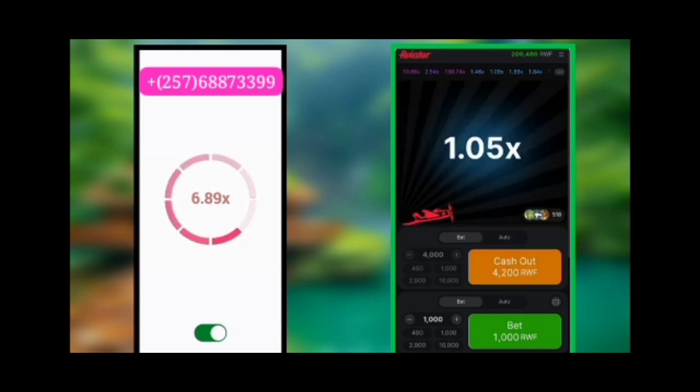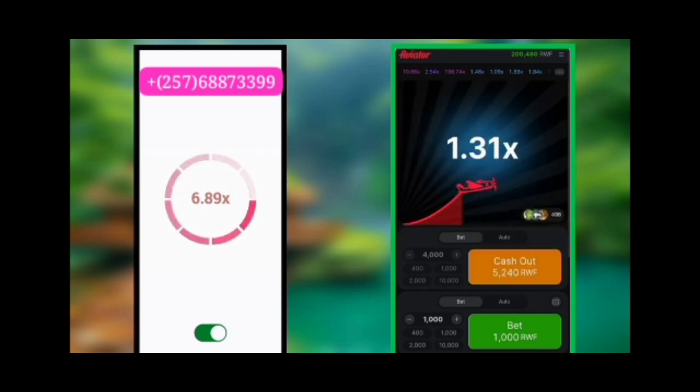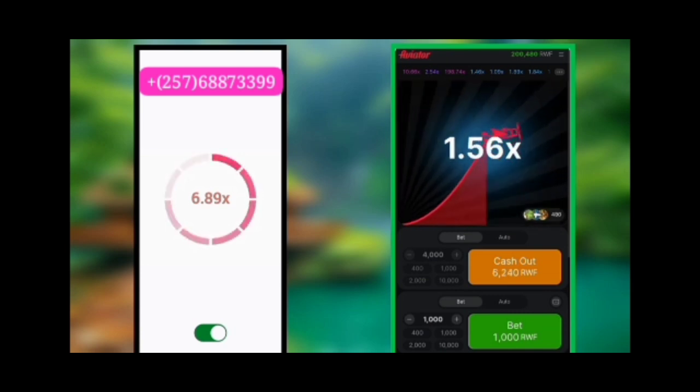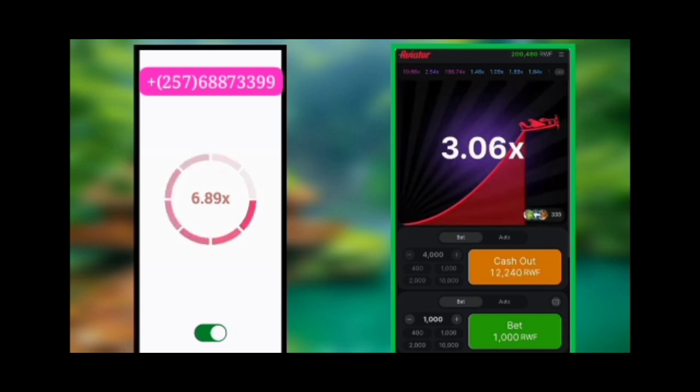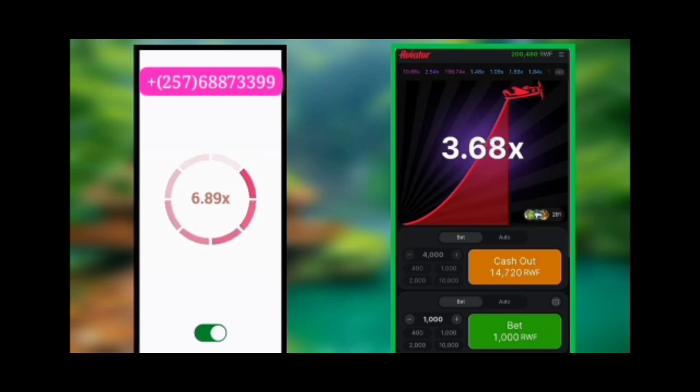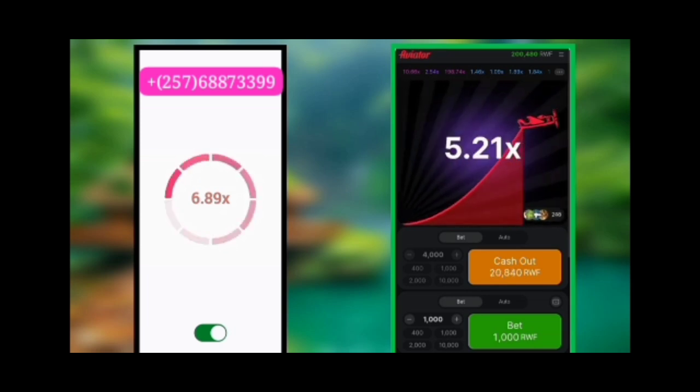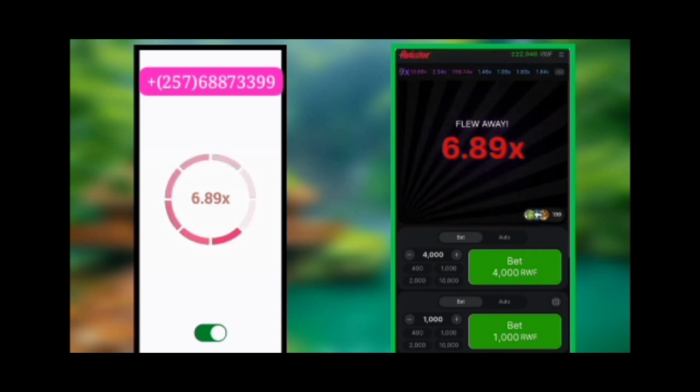2. Predictor apps, use with caution. Some apps claim to predict Aviator rounds, showing how others are playing or suggesting when to cash out. Be careful, most are fake or scams. Warning: apps like Aviator Predictor or Aviator Hack are usually not real or safe. Avoid apps asking for money to unlock predictions.